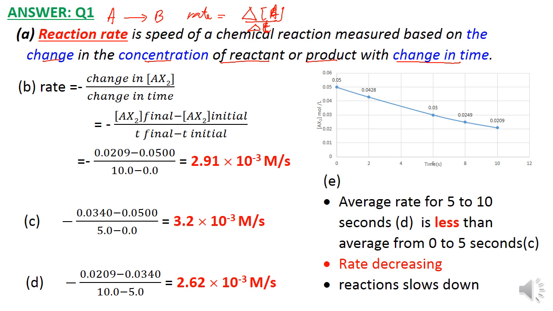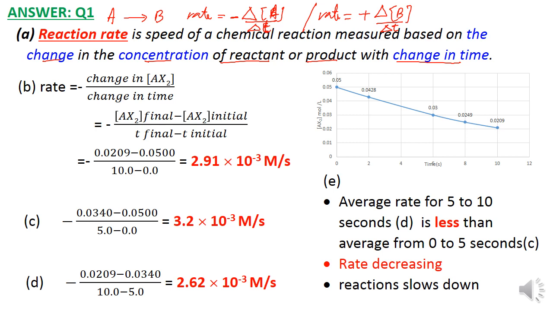Since A is decreasing, we put a minus sign there. Or rate can also be monitored based on the increasing of B, so we put a positive sign there for the increasing change of concentration of B over change of time.